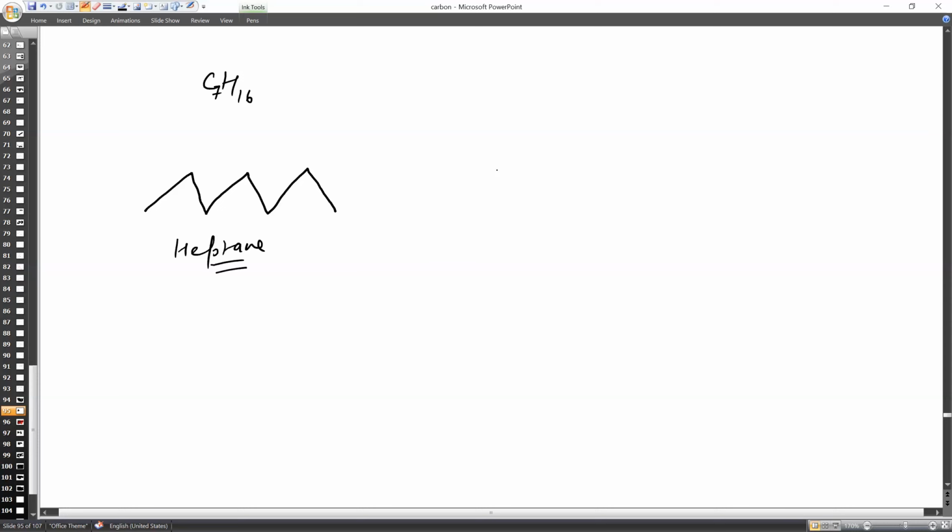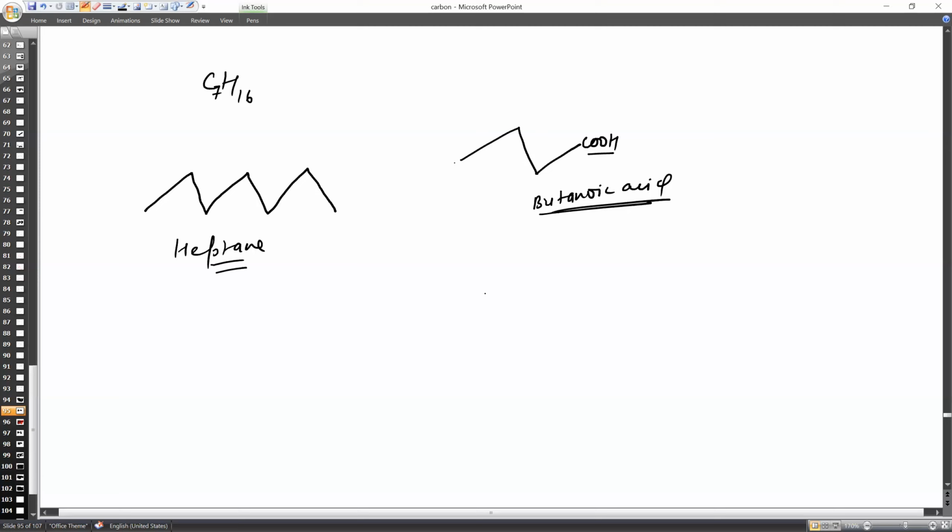Okay. And if you want to write butanoic acid, 1, 2, 3, and then 4. This is butanoic acid. So we don't represent the hydrogen and carbon atoms, we only represent the functional group here. We don't represent the hydrogen and carbon in the bond line structure.